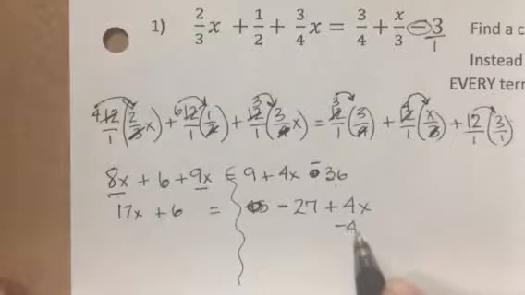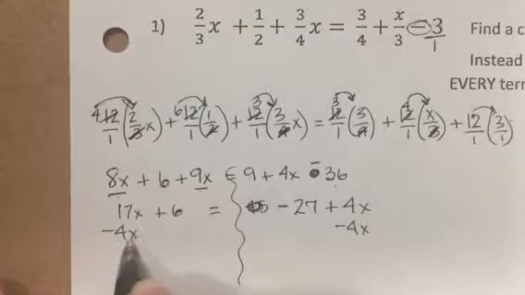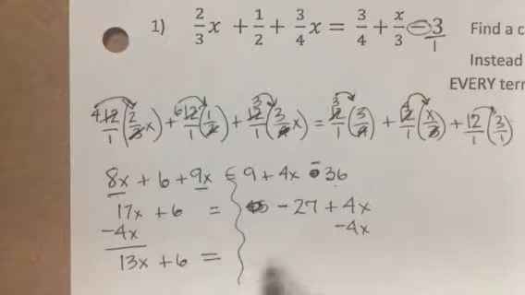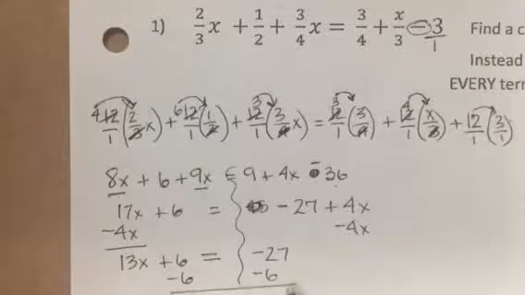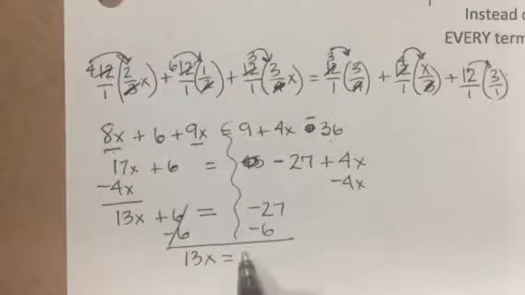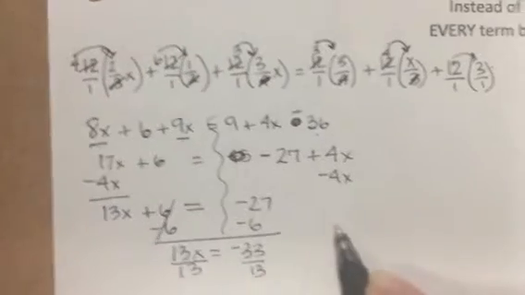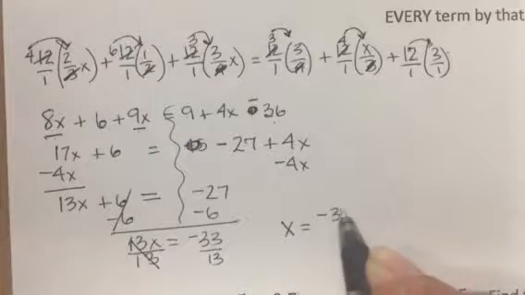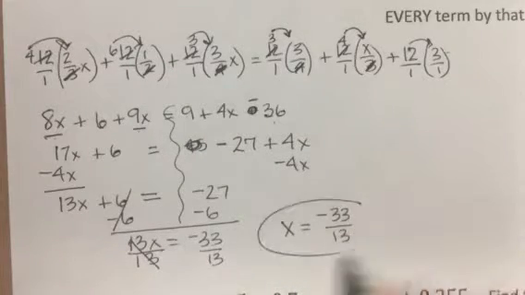So I'm going to subtract 4x from both sides. 17 minus 4 is 13. So I have 13x plus 6 equals negative 27. I'm going to subtract 6 from both sides. 13x equals negative 33. Divide by 13. X equals negative 33 over 13. And just leave that as your answer.